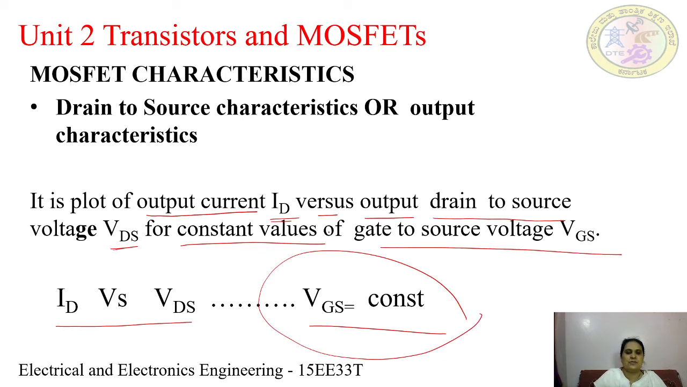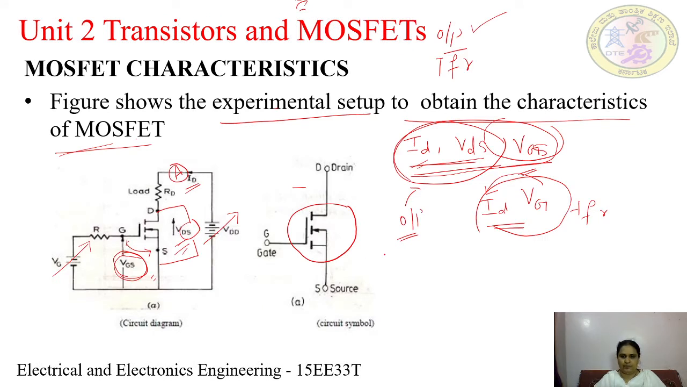Let us go back to the experimental setup. Let all the power supplies be 0. Let VDD be 0 and let VG be 0. We are obtaining the output characteristics, which means I have to plot on the graph ID on the y-axis and VDS on the x-axis. ID, because we are talking of the output current, and VDS, because we are talking of the output voltage. So if I plot ID versus VDS, then I get the output characteristics.